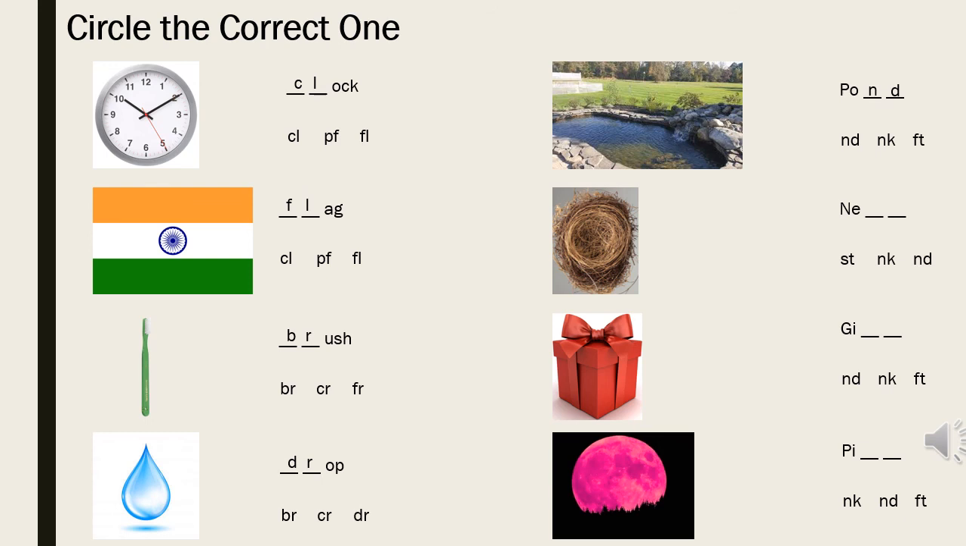Then you have ending blends as well. So you have pond, then you have nest, then it is a gift, then it is pink.